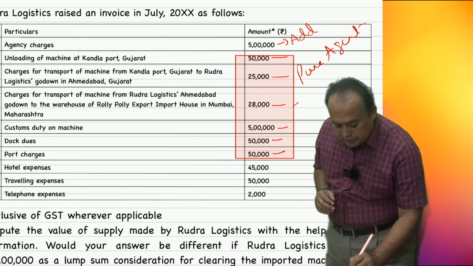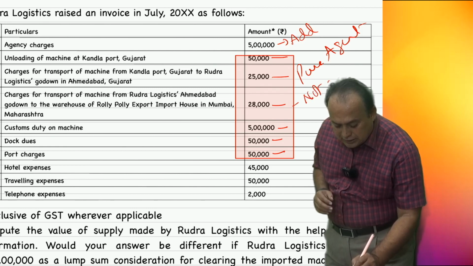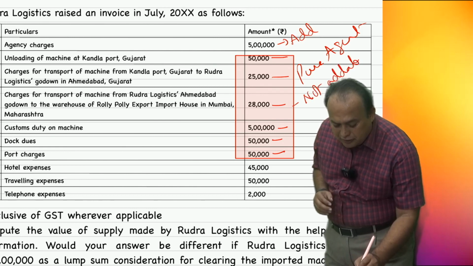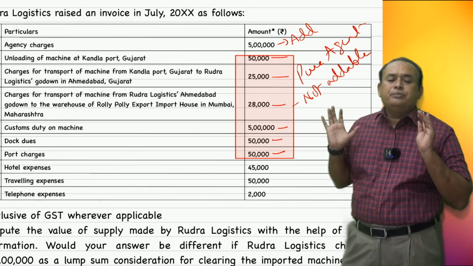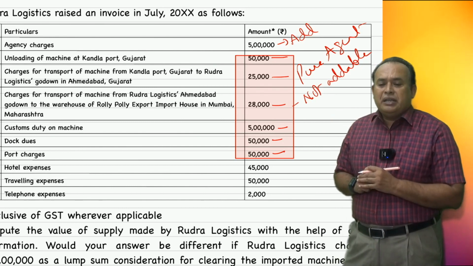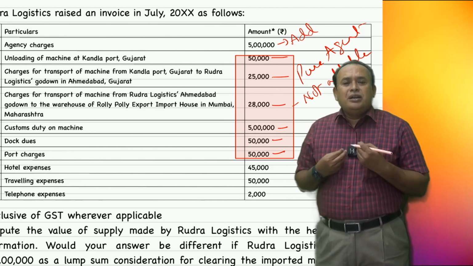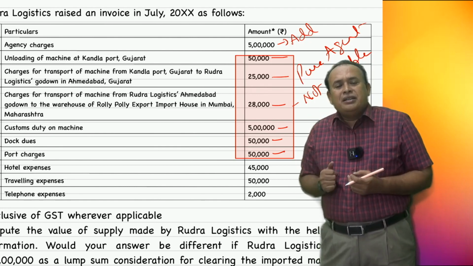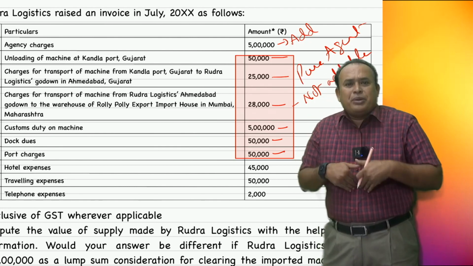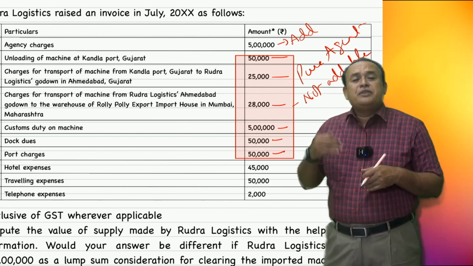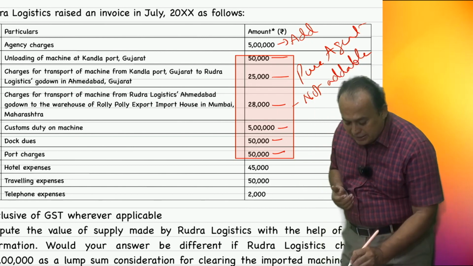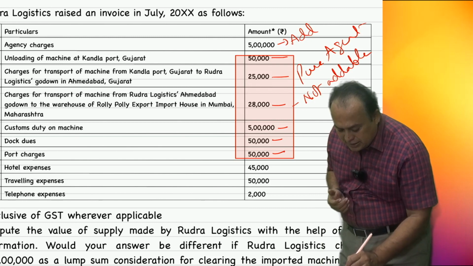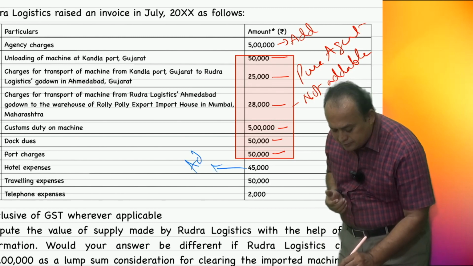the value of taxable supply. So, it is not addable in the value of taxable supply. Further, hotel expenditure. Rudra Logistics stays in the hotel, having food and stay, for doing the service. It is their inward supply. Therefore, it forms part of the value of taxable supply. Add. In the given case, this should be added.